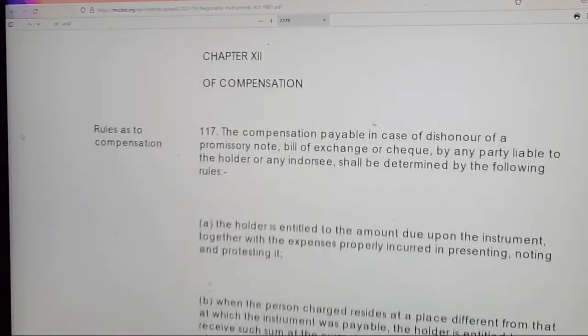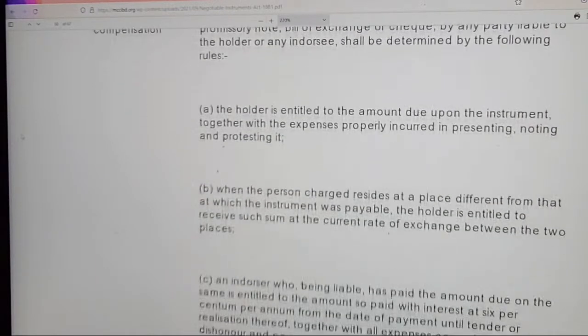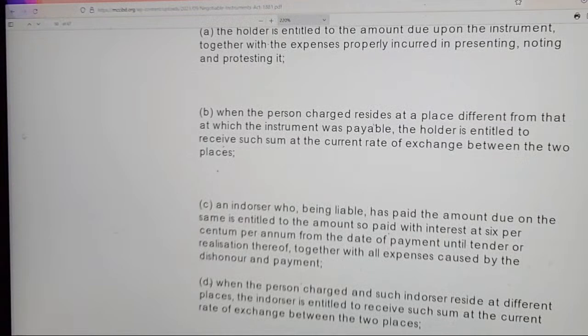Chapter 12 of compensation. Rules as to compensation. 117. The compensation payable in cases of dishonor of a promissory note, bill of exchange, or check by any party liable to the holder or any endorser or endorsee shall be determined by the following rules. A, the holder is entitled to the amount due upon the instrument together with the expenses properly incurred in presenting, noting, and protesting it. B, when the person charged resides at a place different from that at which the instrument was payable, the holder is entitled to receive such sum at the current rate of exchange between the two places.